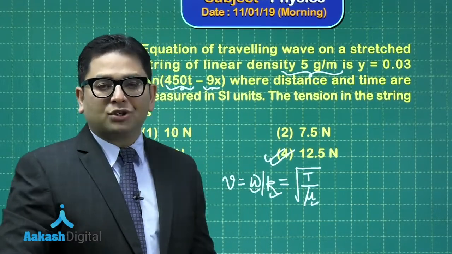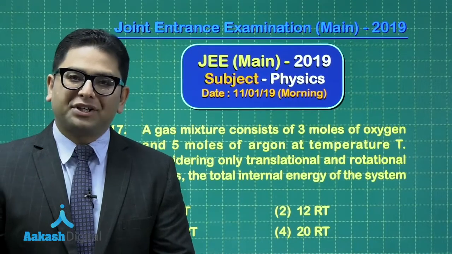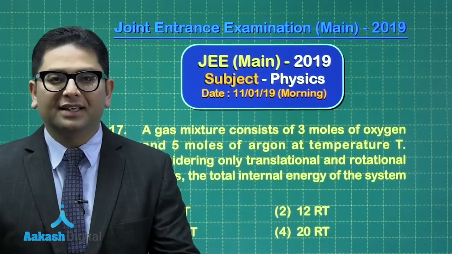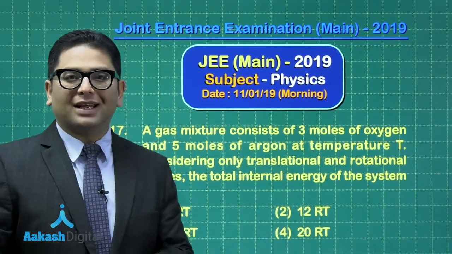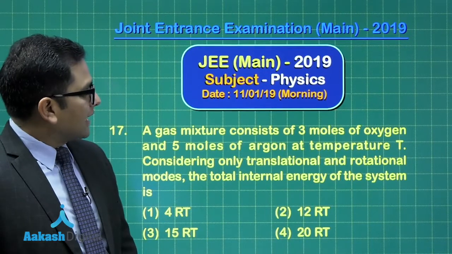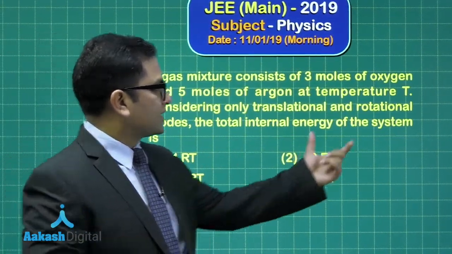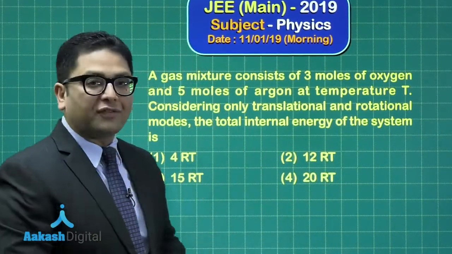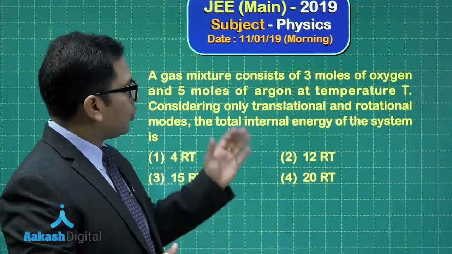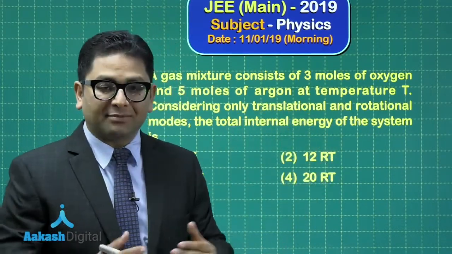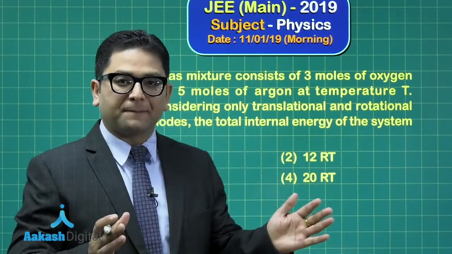All right, now it's time to move to question number 17. Question number 17, another straightforward question, has been put from the topic of kinetic theory of gases. So let's see what that question is like. A gas mixture consists of 3 moles of oxygen, which is diatomic, and 5 moles of argon, which is monoatomic. At temperature T, considering only translational and rotational modes, that means the vibrational mode isn't to be considered, which is a fair assumption.